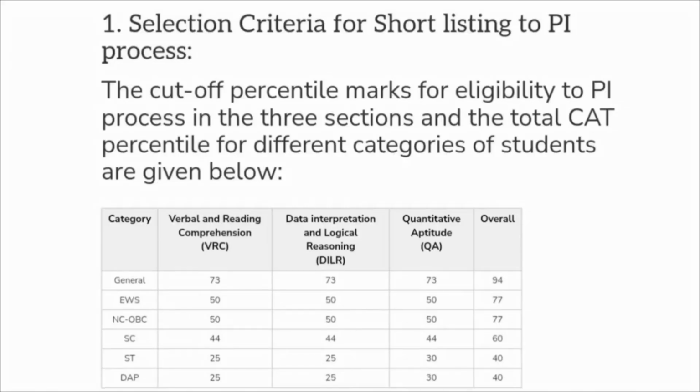For the SC category, it is 44 percentile in all 3 sections and 60 percentile overall in your CAT entrance examination. For the ST and DAP categories, it is 25 percentile in VRC and DILR, 30 percentile in quantitative ability, and 40 percentile overall in your CAT entrance examination.